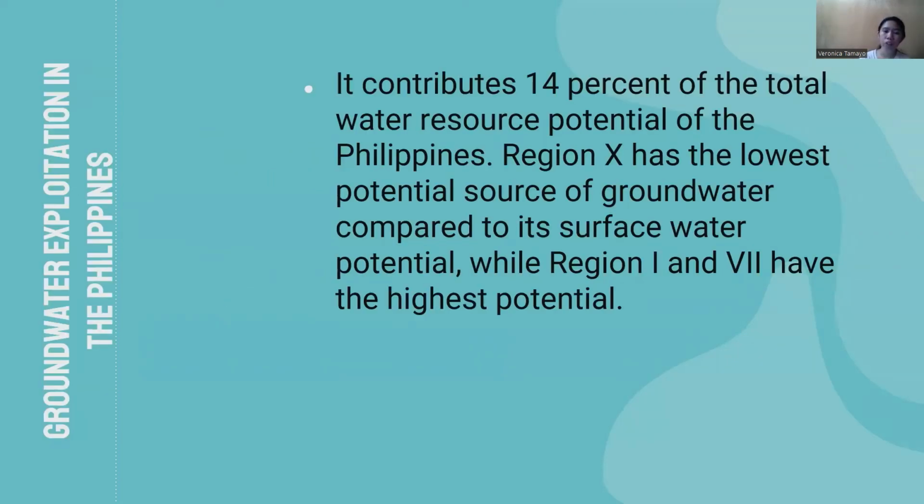So, according to my research, we all know that groundwater is replenished or recharged by rain and rivers. So it contributes 14% of the total water resource potential of the Philippines. Region 10 or Northern Mindanao has the lowest potential source of groundwater compared to its surface water potential, while Region 1 or Ilocos region and Region 7 or Central Visayas have the highest potential.